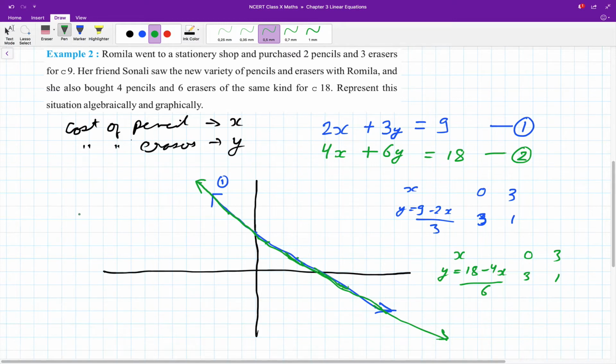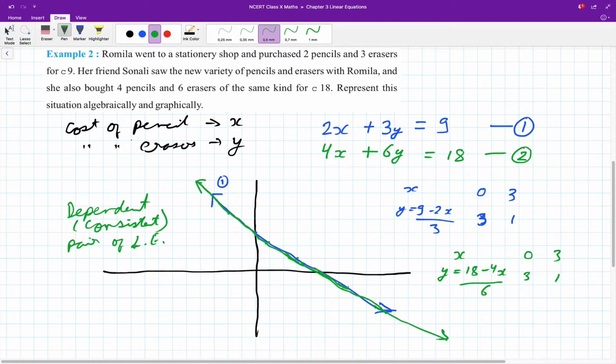So this will fall into the category of dependent. I mean, it is also consistent because it has at least one solution. It has infinitely many solutions. So this will be a dependent pair of linear equations.